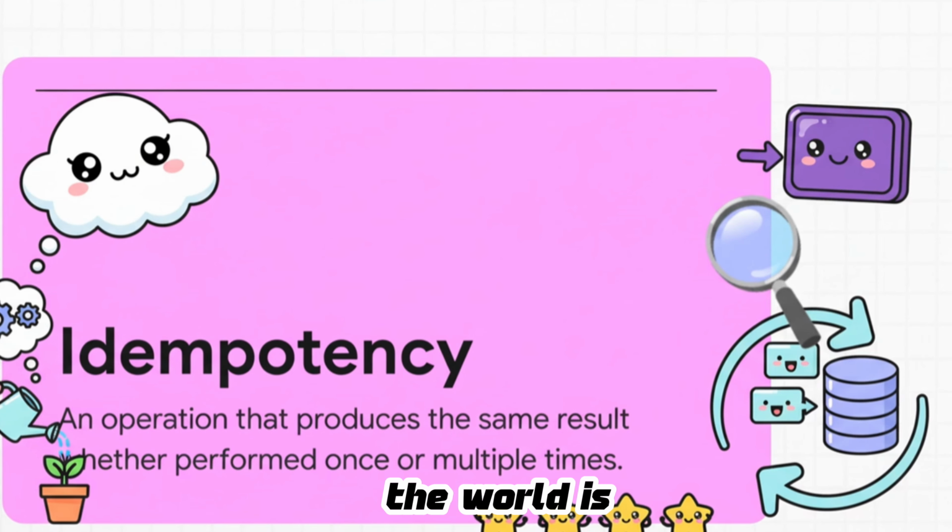So what in the world is idempotency? To put it simply, an operation is idempotent if you can just hammer away at it, do it 1 time, 5 times, 100 times, and the end result is exactly the same as if you'd just done it once. It's basically a guarantee of safety and predictability in the wild, unpredictable world of the internet.